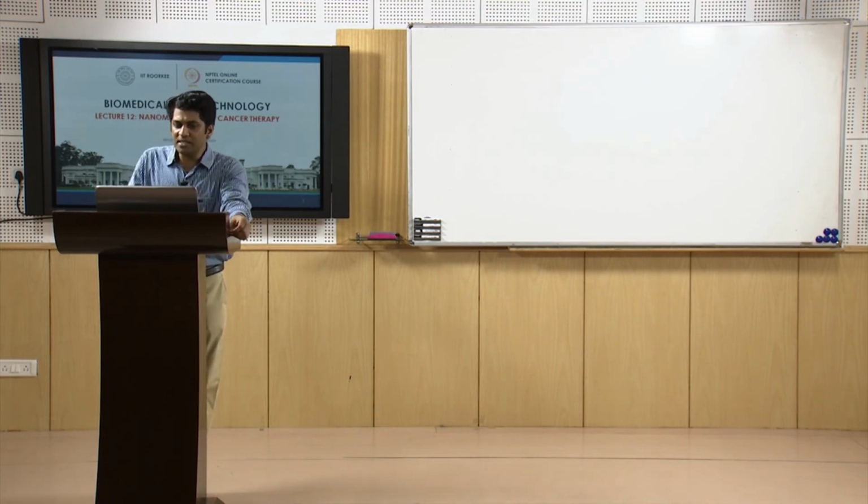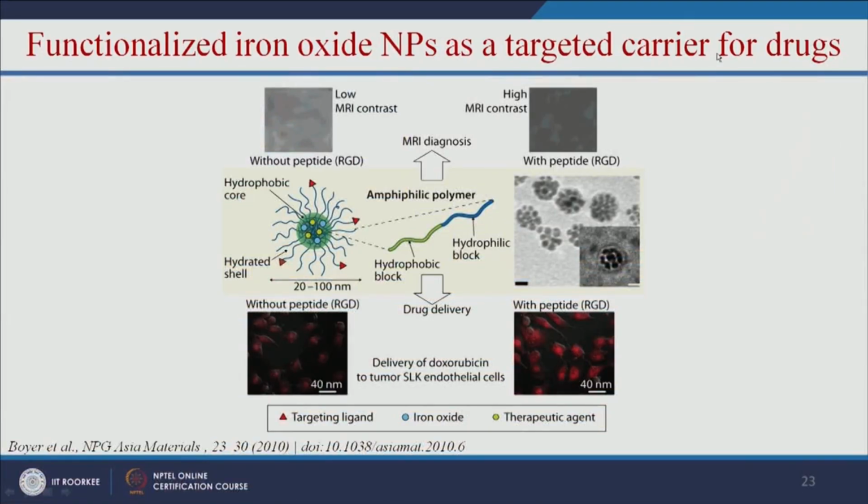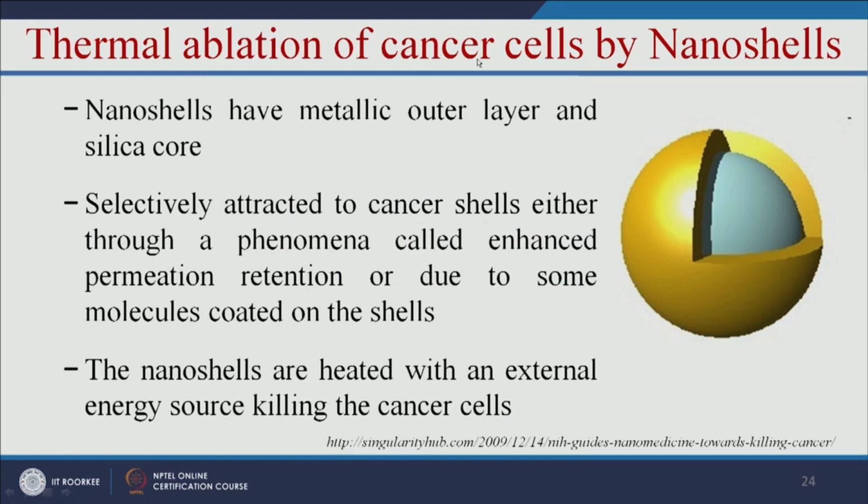And we can also use functionalized iron oxide nanoparticles as a targeted carrier for drugs. So here you can see the example. In one of my previous lectures I explained what is RGD, that is arginine, glycine and aspartate. Okay. So these amino acids can be attached to this nanoparticle. When you have this three amino acid peptide, that will enhance the cell attachment. Okay. You can see the difference. Without RGD peptide the cell attachment is less, and with RGD peptide the cell attachment is more, and it is giving more signal.